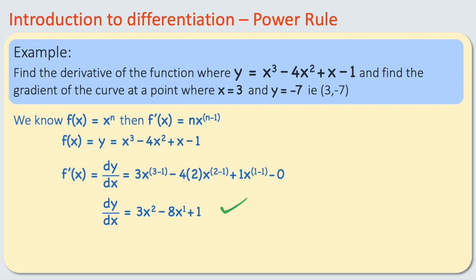Now let's do the second part, find the gradient. So now we can substitute in for the value of x, and in this case the x is equal to 3. So f prime of 3 is equal to 3 multiplied by 3 squared minus 8 multiplied by 3 to the power of 1 plus 1. This can be written as 27 take away 24 plus 1, which gives us 4.